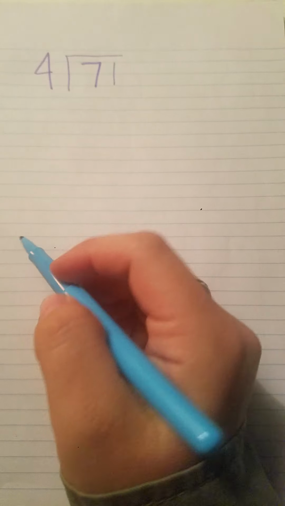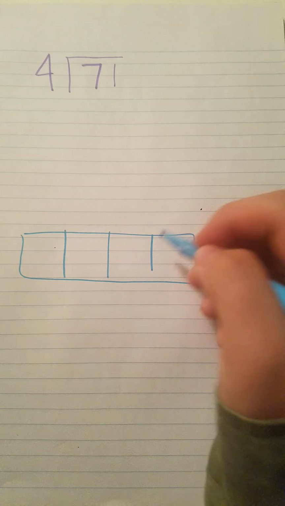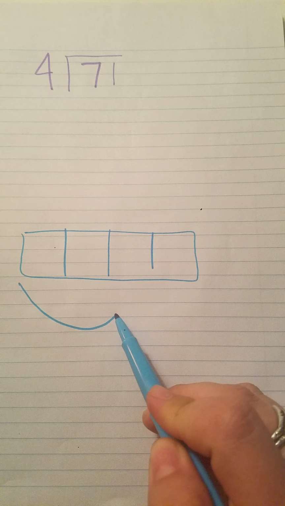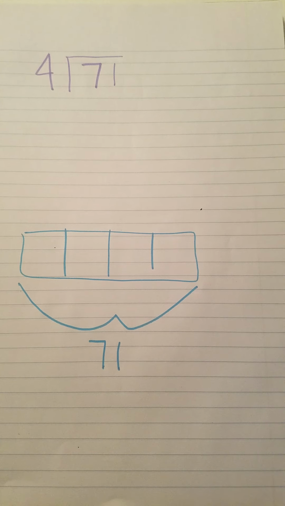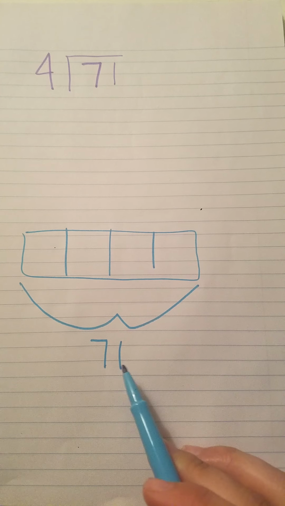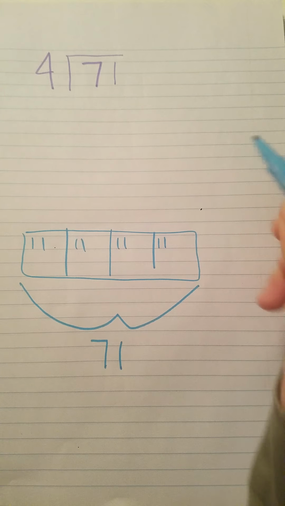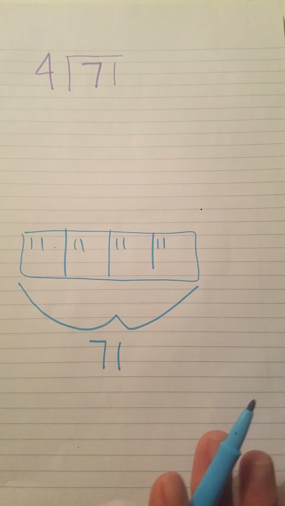So if we want to think about this before we get started in a visual way, I can come down here and show that I'm going to have 1, 2, 3, 4 groups, and I am dividing the number 71 into those groups. One way that we could do this visually is we could go one by one, 1, 2, 3, 4, 5, 6, 7, 8, until we get all the way to 71. But that would take forever. So we're going to use the standard algorithm.